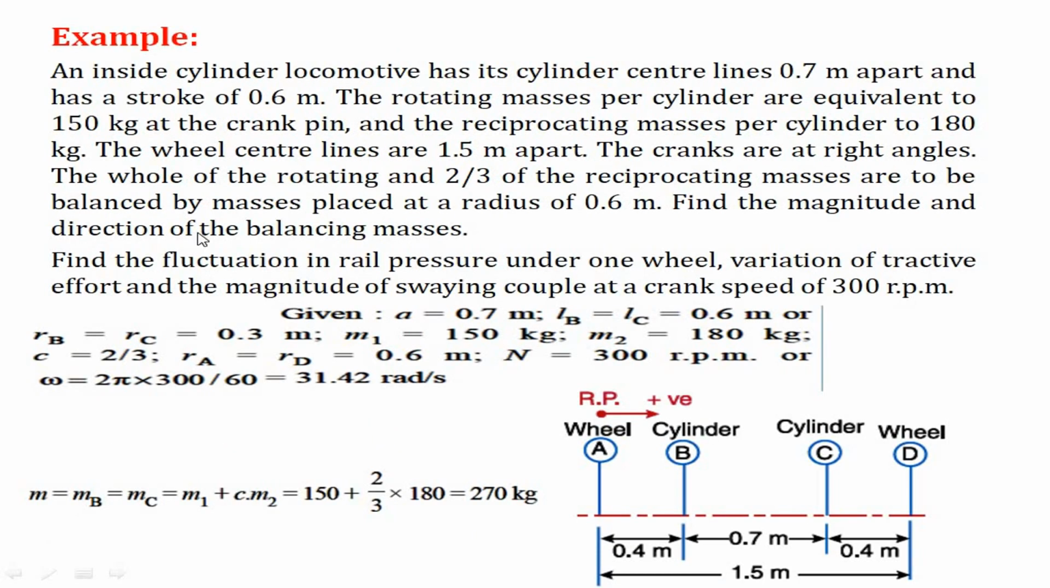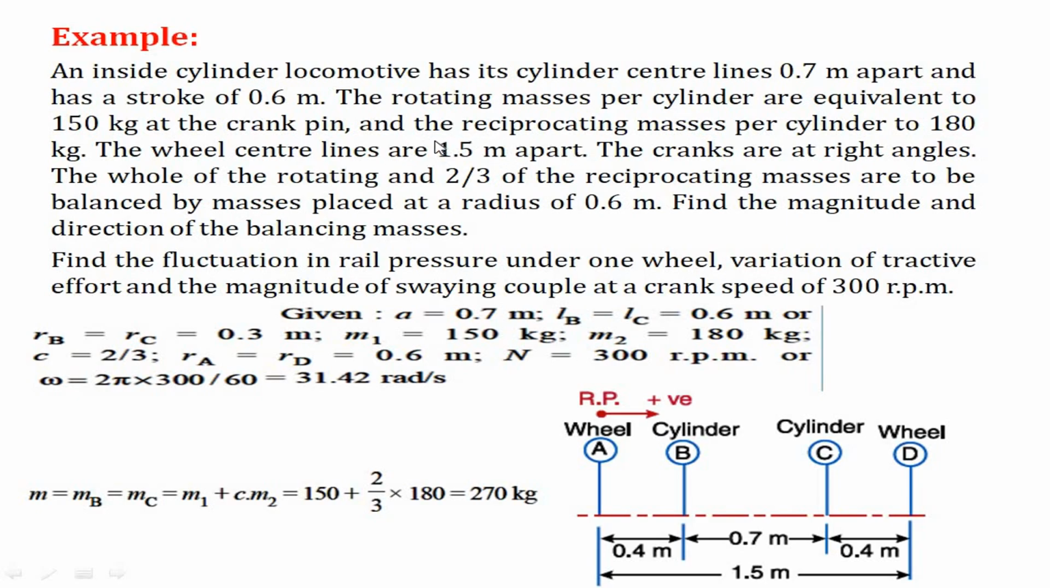Here we are going to take an example of an inside cylinder locomotive, in which cylinder center lines are 0.7 meter apart and the stroke length is 0.6 meter. The rotating mass per cylinder is 150 kg and the reciprocating mass per cylinder is 180 kg. The wheel center lines are 1.5 meter apart.